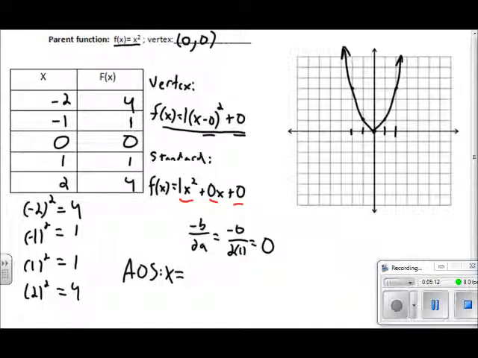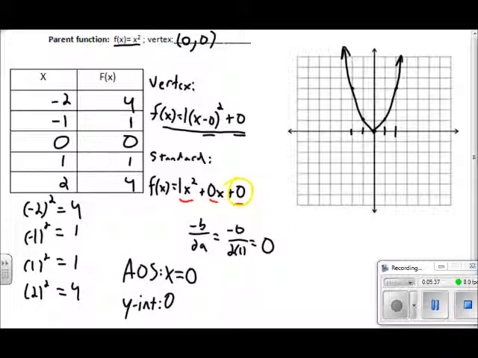X equals the x coordinate of our vertex, so it's going to be x equals 0. And we also want our y-intercept, which is where it crosses the y-axis. In this case, it's best to find the y-intercept if we're looking at standard form, because it's just our last value there. So we'd say it's 0.